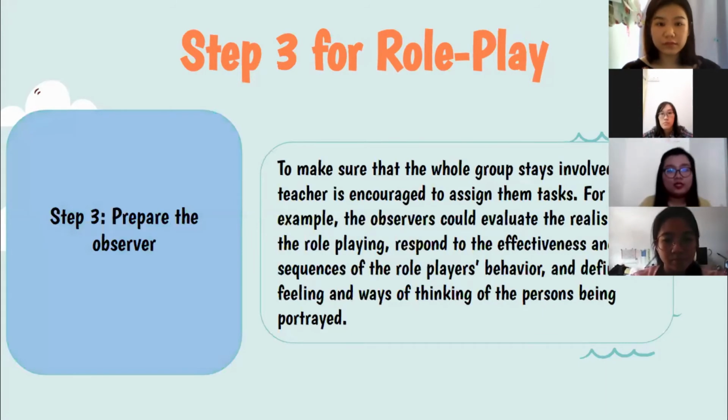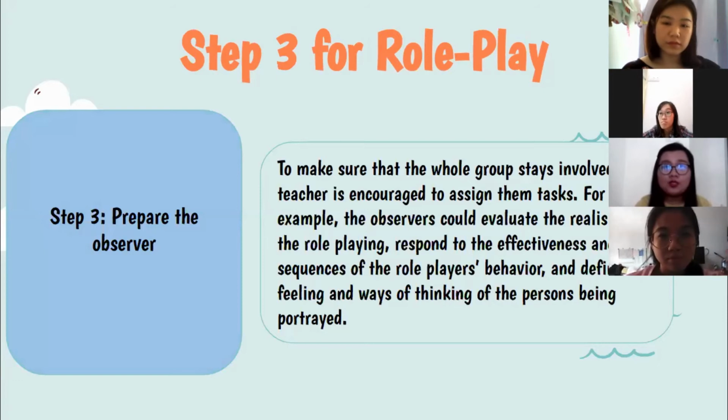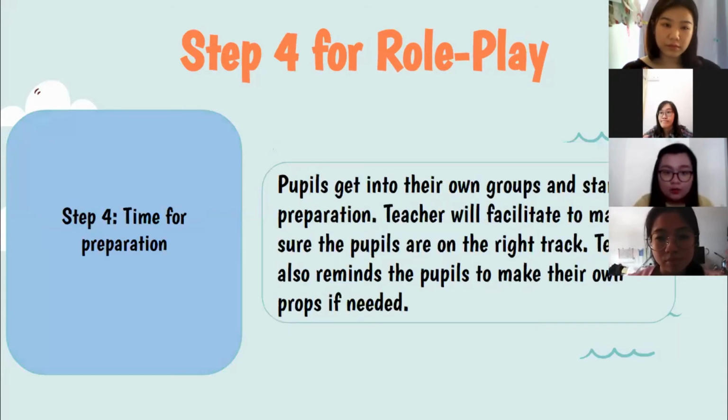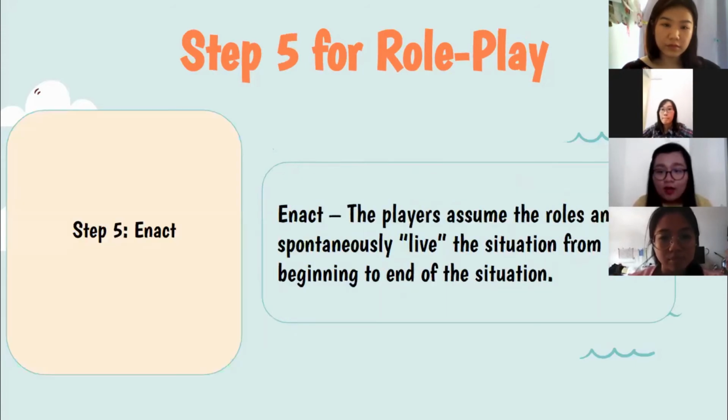Let's move on to the third step. The third step is to prepare the observer. As the pupils are doing role play in the classroom, the teacher must make sure that there are pupils who are actually performing, and another group of pupils who are the observers, writing down and evaluating their friends' performance. All right, next. Then, time for preparation. The teacher must be very sure that there is time for pupils to do some preparation so that they can perform well. All right, next.